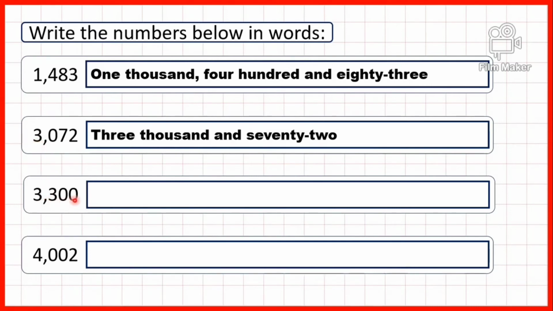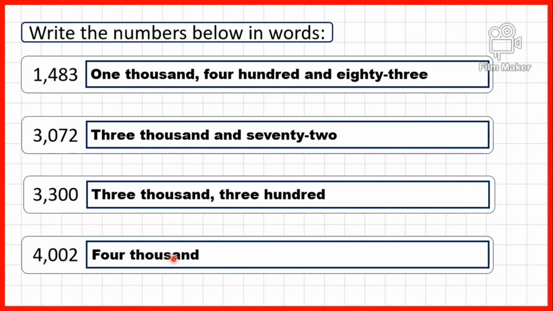Now let's look at this number here. We have 3 as our thousands digit, so that's 3000. Then, looking at the last 3 digits, we have 300, so that's 300. Our number is 3300. And for this last number, we have 4 and then a comma, so that's 4000.